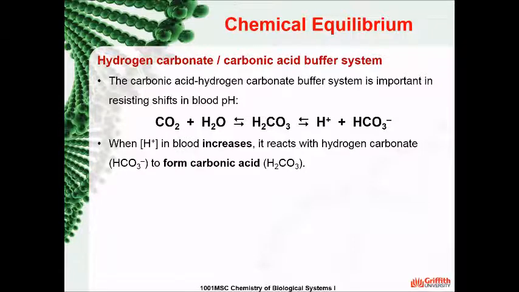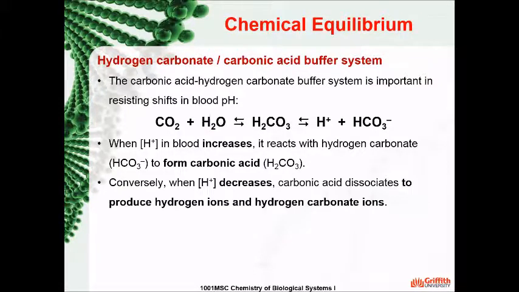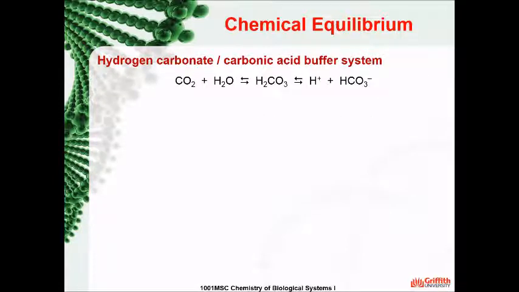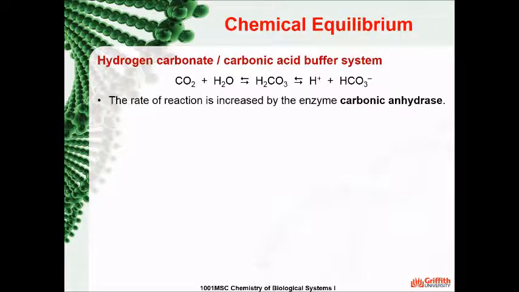When the hydrogen ion concentration in blood increases, it reacts with hydrogen carbonate to form carbonic acid. Conversely, when the hydrogen ion concentration decreases, carbonic acid dissociates to produce hydrogen ions and hydrogen carbonate ions. The rate of this reaction is increased by the enzyme carbonic anhydrase.